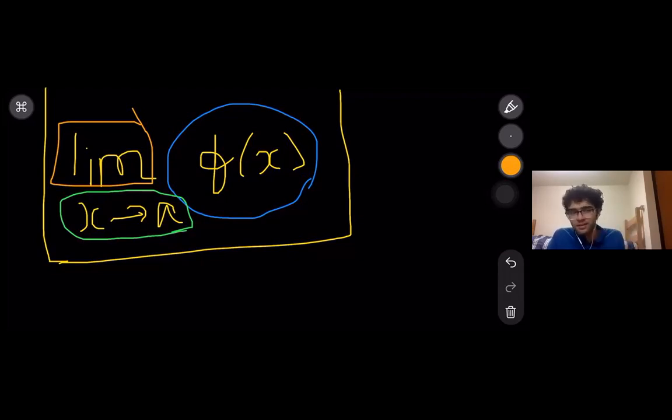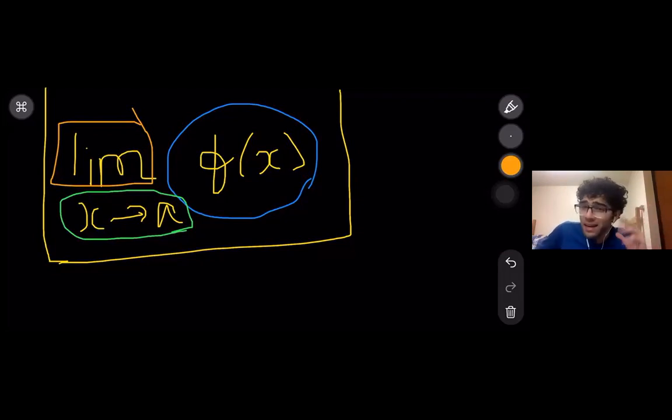So let me read this expression out to you in order. How would one read this? We would read it as limit as x approaches a of f of x. So we wish to calculate what happens to f of x as x approaches a. We wish to understand the limit of f of x as x tends to a or x approaches a.